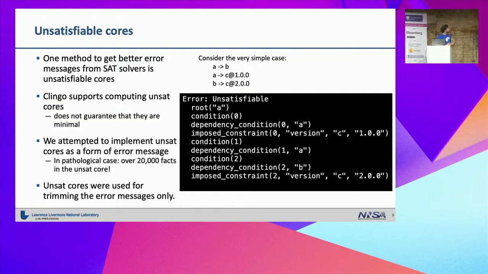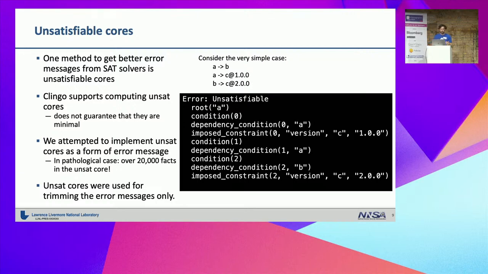So another thing that we tried is using unsatisfiable cores. There are two common methods that I know of in solvers for how to get good error messages. One of them is proofs, and one of them is unsatisfiable cores, and which of those are available depends on the solver and what techniques they're using. Clingo has options to get unsatisfiable cores, but they are not necessarily minimal. There's no guarantee. In most cases, they're somewhat minimal.